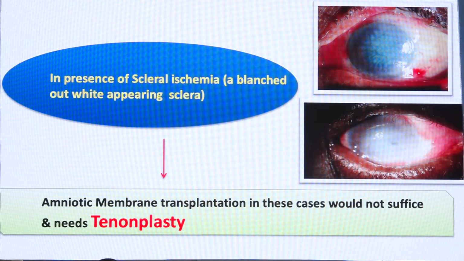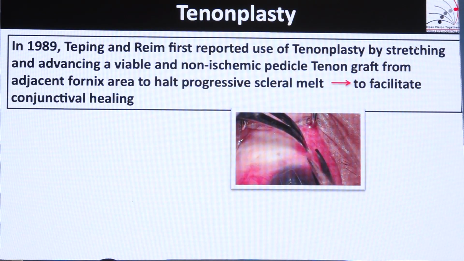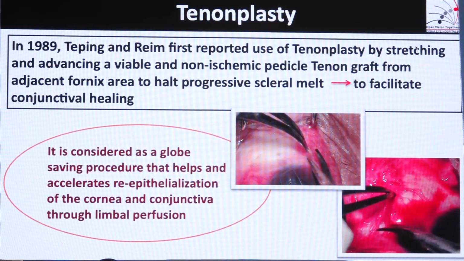So this is the area where you can see that this is blanched out. This is scleral ischemia. So here amniotic membrane transplantation alone will not help. You have to go for tenonplasty, that is the Tenon's advancement flap. In 1989, Tipping and Ream first reported tenonplasty, where it acts as a pedicle graft to halt the progressive scleral melt, and that way it facilitates conjunctival healing.